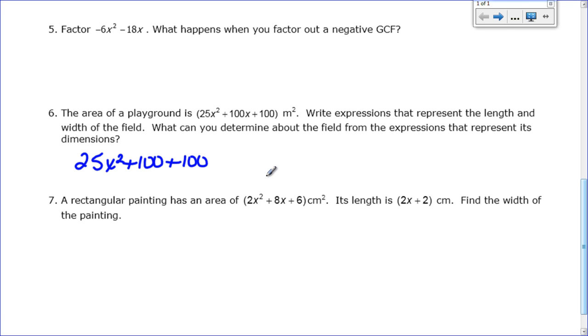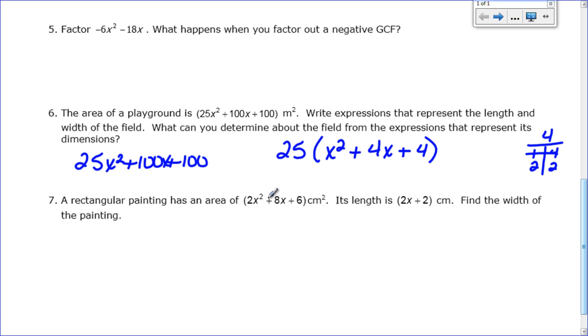So step 1, look for a greatest common factor. So 25, oops, I forgot my x. 25, 100, and 100, the greatest common factor of all three of those numbers is a 25. So if I take 25 out of 25x squared, I've got an x squared left. And 100 divided by 25 is 4 with the x, and then 4 again. So this can still be factored. So I've got to do factors of 4 that add up to 4. So I have 1 and 4, 2 and 2. Well, obviously it's the 2 and 2, so this becomes 25 times x plus 2, x plus 2.